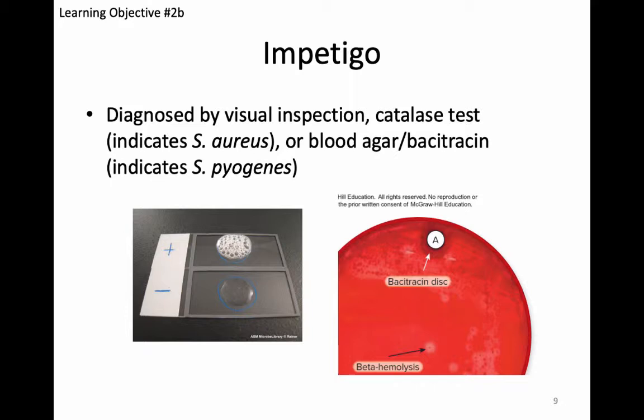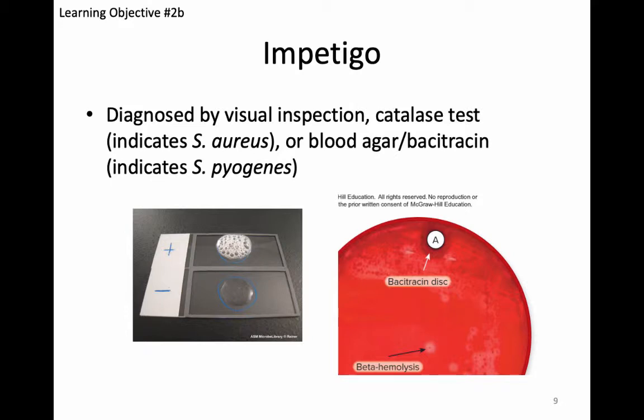So what you do in this test is you take a sample from the wound, you spread it on a glass slide, add a little bit of hydrogen peroxide, and if the hydrogen peroxide bubbles, then the microbe is turning the hydrogen peroxide into water and oxygen, which causes the bubbling. So in this experiment, we have a microbe that produces catalase on the top, so you can see the bubbling, and on the bottom, we have a microbe that does not produce catalase. So catalase is indicative of Staphylococcus aureus.